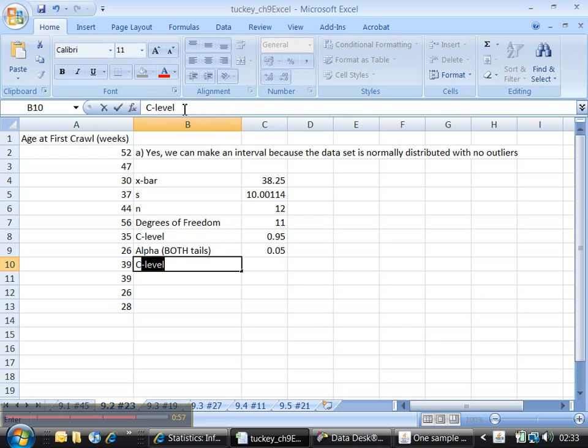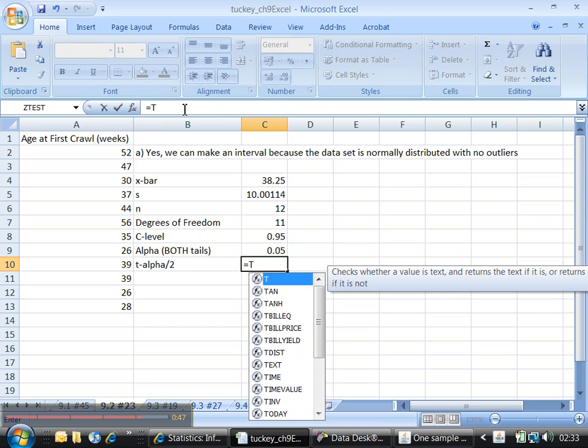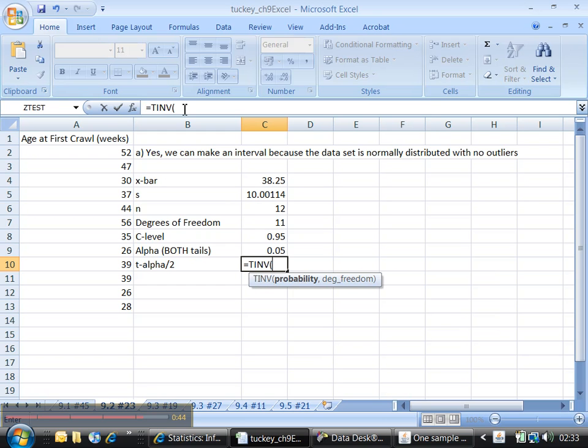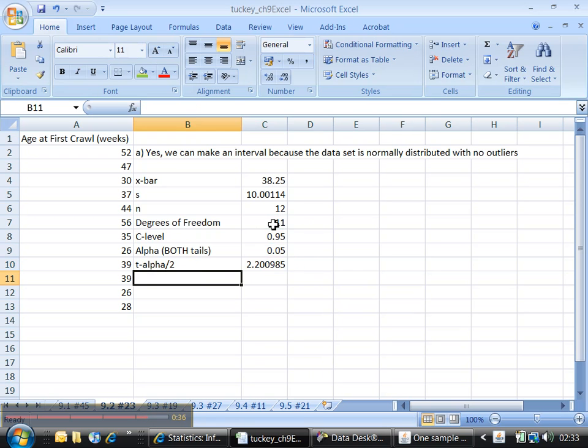All right, now we want the critical t value, right? Let me put it this way. We want t alpha divided by 2. Okay, that's equal to t inverse, that one. The probability is 0.05. The degrees of freedom is 11, right? Enter. There it is. That's the critical t value.